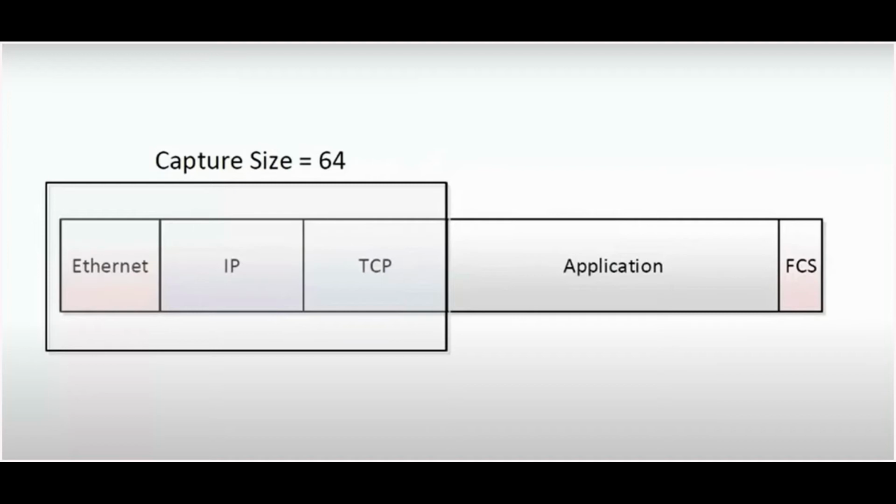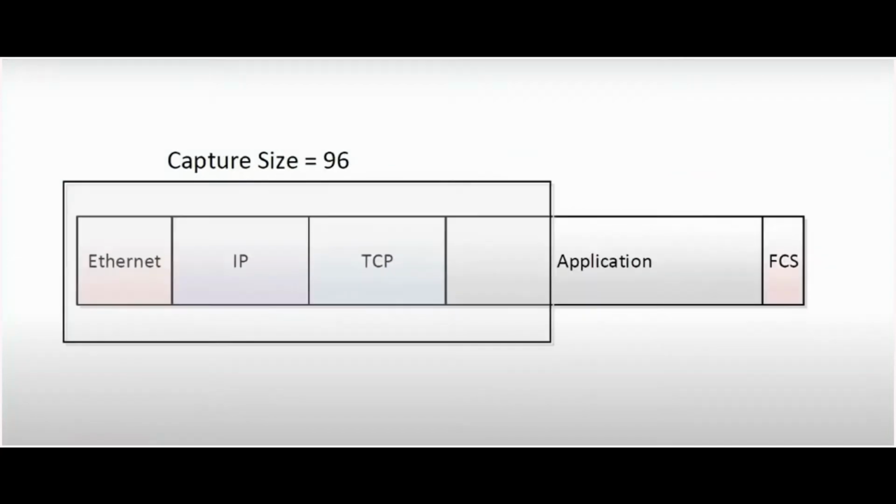For example, if you are just looking for evidence of lost or out of order packets on a longer file transfer, you probably don't need much more than 64 or 96 bytes of each packet. Alternatively, if you are troubleshooting problems at the application layer, you may require having full packets.